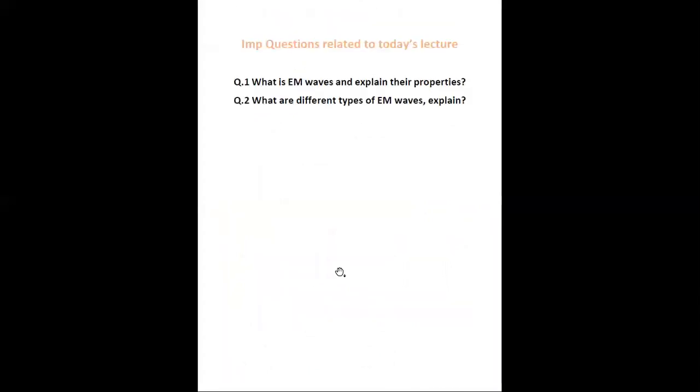Now the important questions of today's lecture are: What are EM waves, meaning electromagnetic waves? Explain their properties as well as the production of EM waves. What are the different types of EM waves, meaning microwaves, radio waves? Explain all with applications.